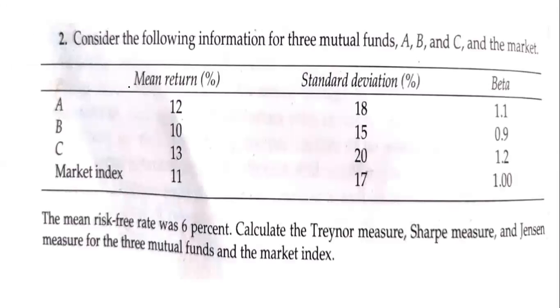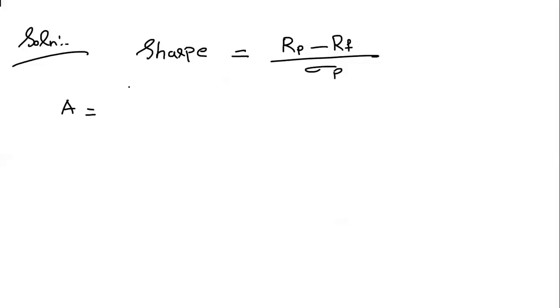So Sharpe measure, the formula is return on portfolio minus risk-free rate of return divided by standard deviation of the portfolio. For fund A, we know the return is 12% and standard deviation is 18 and RF is 6. So 12 portfolio return minus risk-free, that is 6, divided by standard deviation, that is 18.